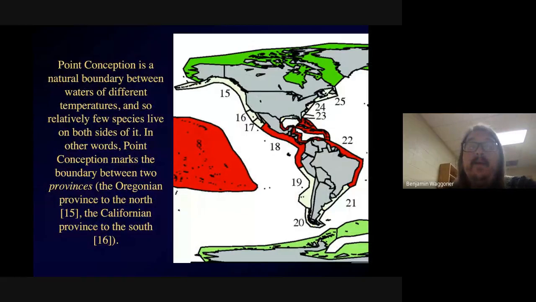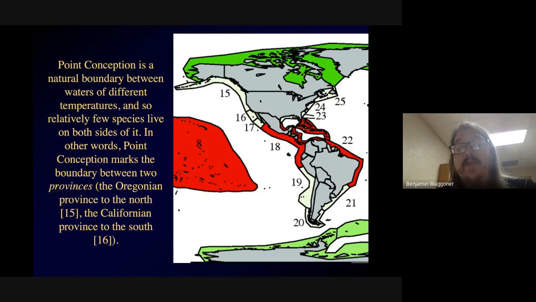And so Point Conception, the boundary is right where the boundary is between the area numbered 15 and 16 on this map. It's a natural boundary between water bodies of different temperatures, and so relatively few species live on both sides. And so Point Conception, California, marks the boundary between two biogeographic provinces. To the north, numbered 15, is what we call the Oregonian province. And province just means an area of ocean with a lot of species in common. To the south of Point Conception, we have the Californian province.